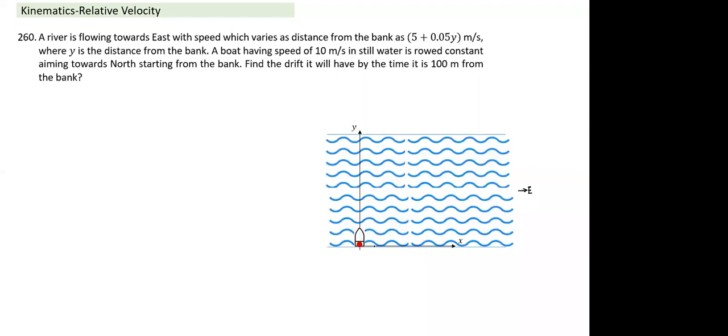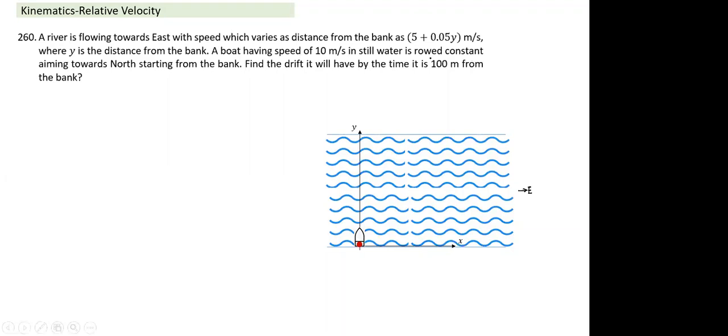As the distance from here increases, the speed of the river also keeps increasing. Which means near the bank, the river is flowing at a lesser speed. As you go toward the center, the speed increases, which makes common sense also. So the speed depends on the y coordinate, how far the point is from the bank. At this point, lower speed; as you keep going, the speed keeps increasing. That's what this equation means: the speed of the river is a function of distance from the bank. And the boat has a constant speed of 10 meters per second in still water.